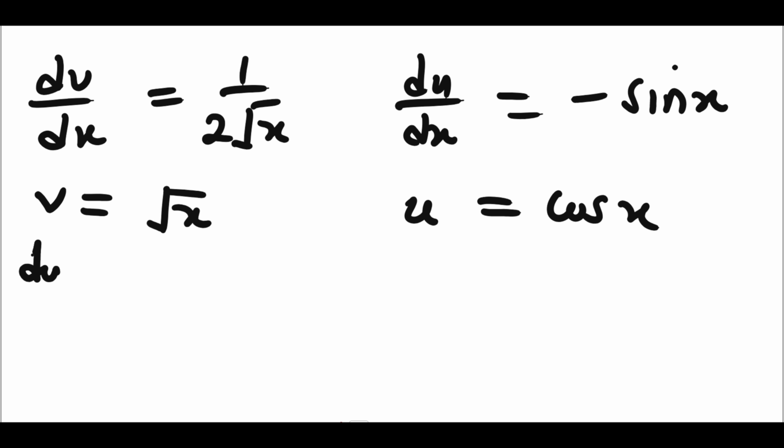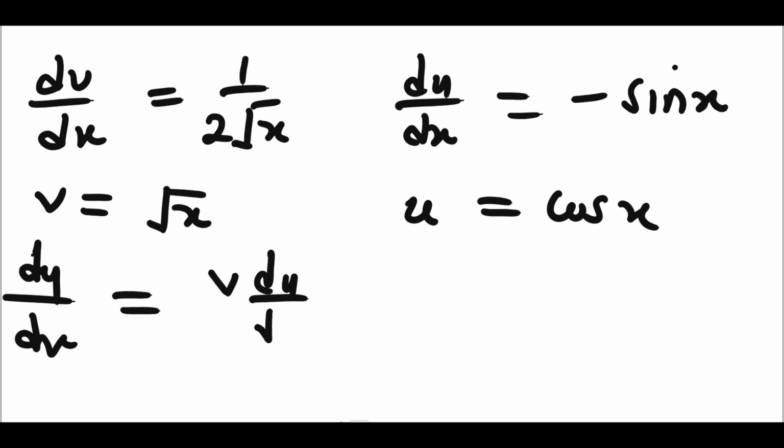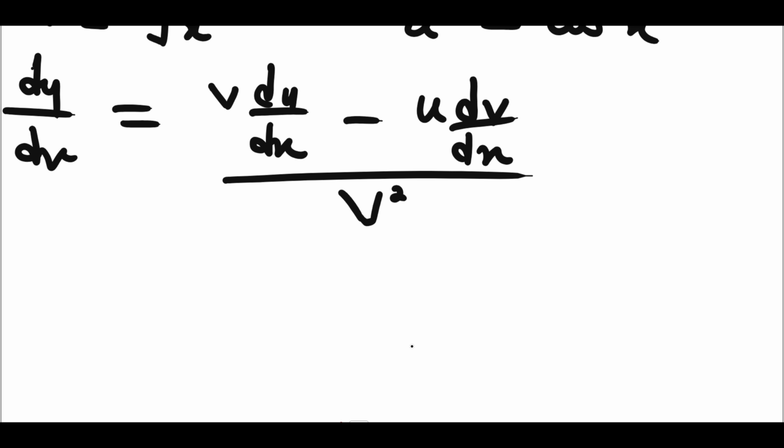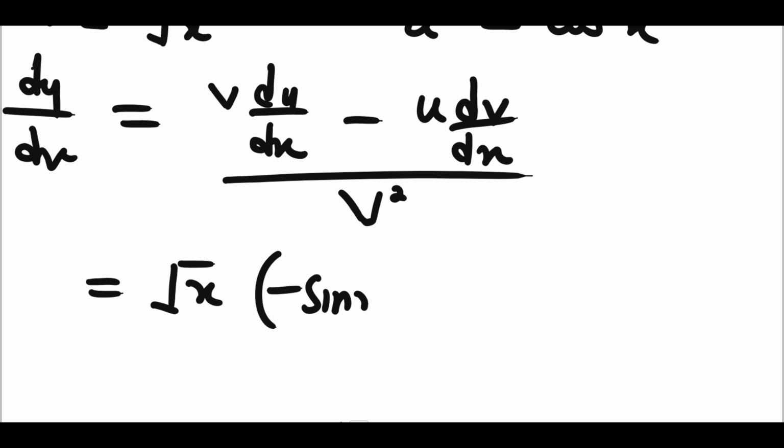So we have the formula to be dy/dx equal to, sorry, we have to differentiate the u first. So it's going to be v multiplying du/dx minus u multiplying dv/dx, all divided by v squared. Okay, so let us bring the values here. We know our v to be square root of x and our du/dx to be negative sine x.